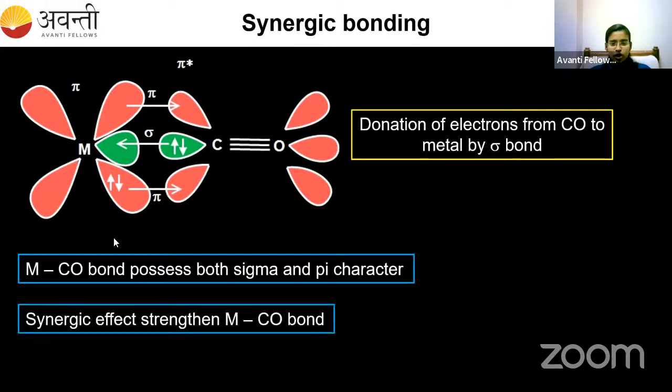We call this type of bonding synergic bonding. This synergic effect is strengthening the metal carbonyl bond. Clear? So only two points you have to keep in mind: the metal carbonyl bond possesses both sigma and pi character, which leads to the strong bond nature of the metal carbon bond. So this is all about the metal bonding in metal carbonyls.